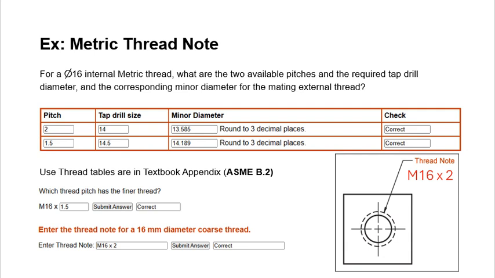So between the pitch 2 and 1.5, we want to know which one is finer. The lower the pitch, the finer the thread is, so therefore 1.5 is finer.